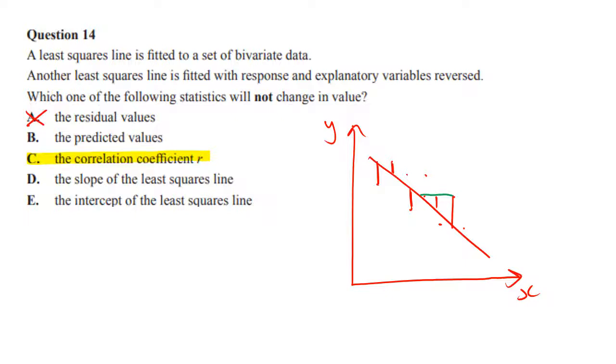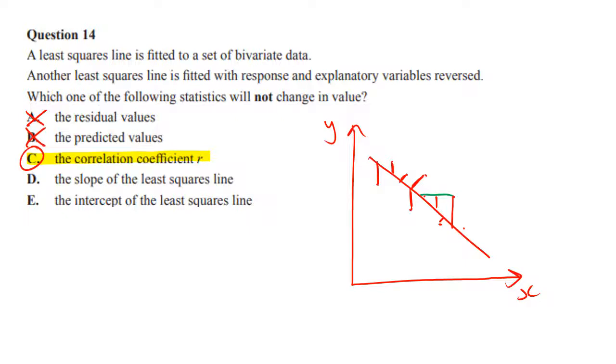And the predicted values are likely to change unless your gradient is 1, to be honest. So I think that's a bit sucky with that part B. The correlation coefficient, though, is really your distances from the line in a sort of more diagonal direction. And so that does not change, and that's why C is correct.